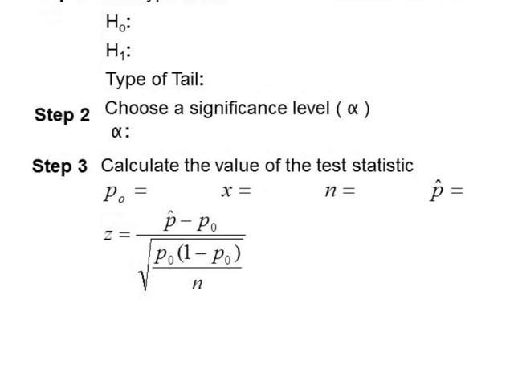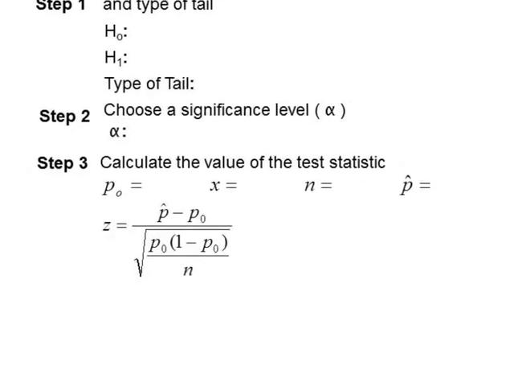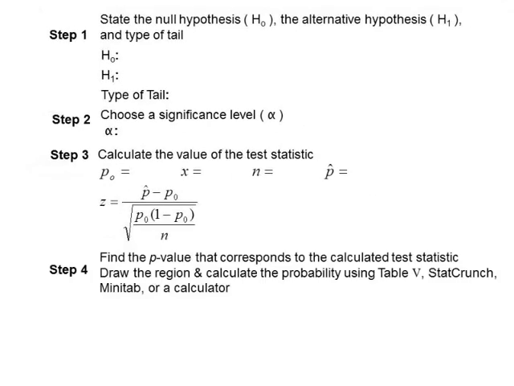So p sub 0 is the null, the assumed value of the population proportion. X is the number of items that have the certain characteristic. N is the number in the sample, and p hat is x divided by n, the sample proportion. Number 4, we calculate the p-value by using a table, StatCrunch, Minitab, or a graphing calculator.